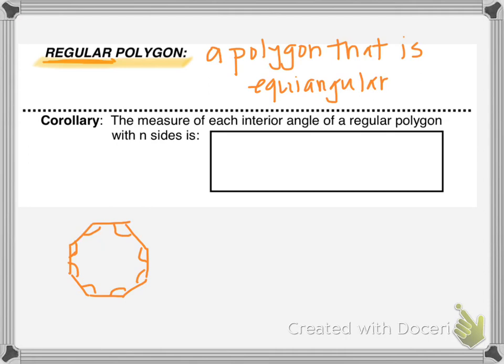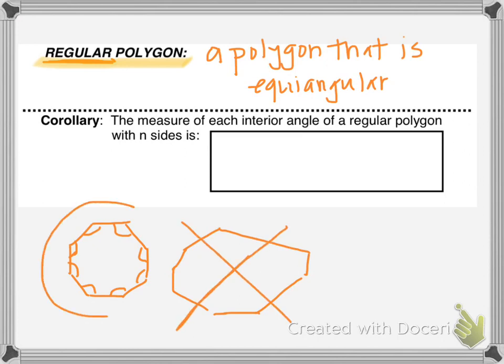But we could have an 8-sided figure that's convex that is not equiangular. It could look like this. Right? So those angles aren't equal, and that's called an irregular polygon. So the formula we're going to learn about now does not apply to these types of shapes. It only applies to regular polygons, when all the angles are equal.